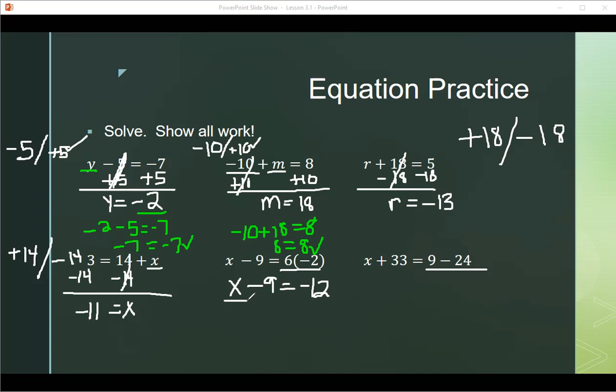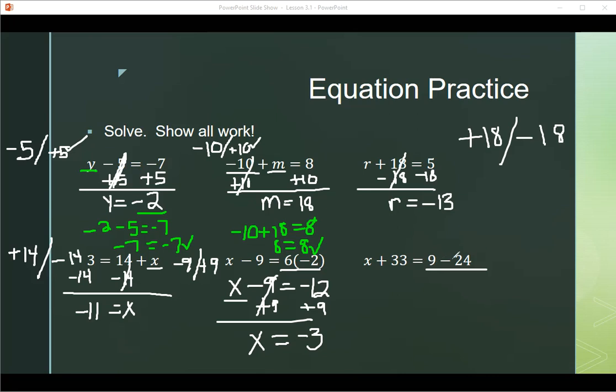Now I can say, here's my x. What's happening to that x? Well, you can see right here that you are subtracting 9. The inverse of subtracting 9 would be to add 9. So I'm going to do that to both sides of my equation, which will give me x is equal to negative 12 plus 9 gives me an answer of negative 3.